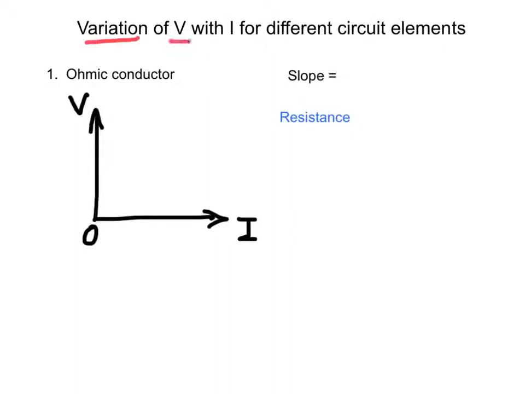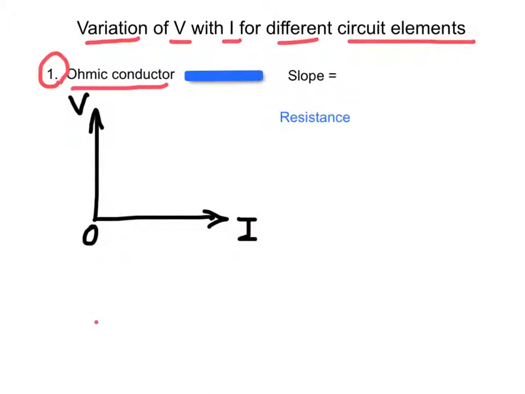variations of voltage V and current I for different circuit elements. The first one, ohmic conductor. For example, consider a copper wire. From experiment, we know that the voltage against the current I.